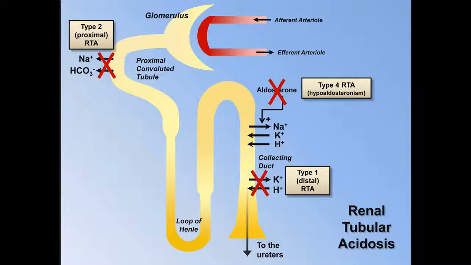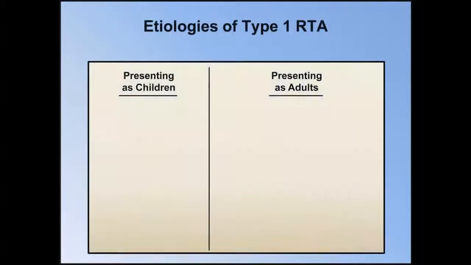The etiologies of type 1 and 2 RTA can be broken down into those that present as children and those that present as adults. When type 1 RTA presents in childhood, the cause is usually one of a number of rare genetic disorders. Occasionally, the RTA is idiopathic, though many of these cases are likely genetic, but we just haven't identified the gene or associated protein defect yet.